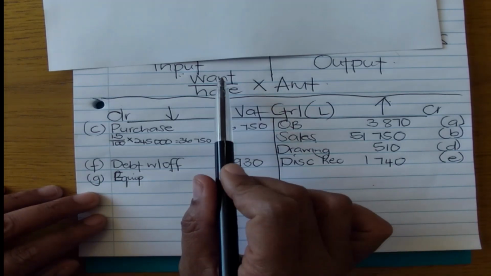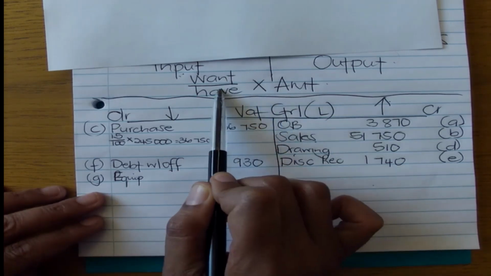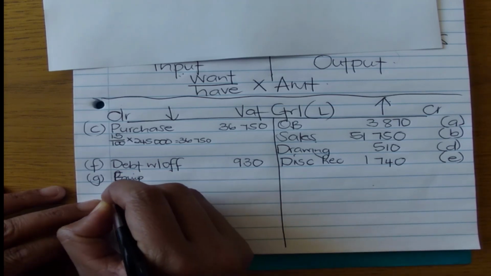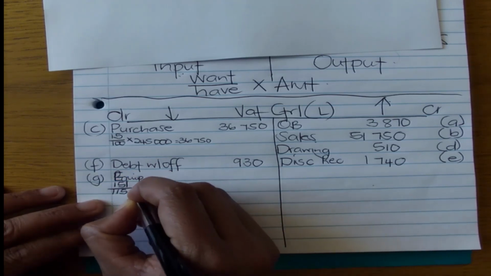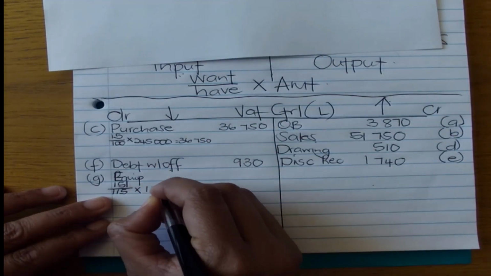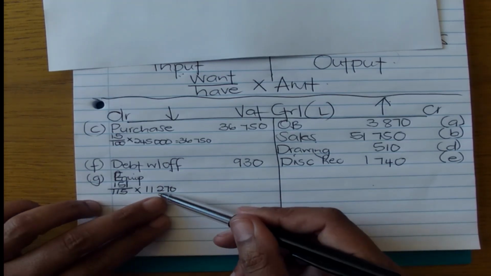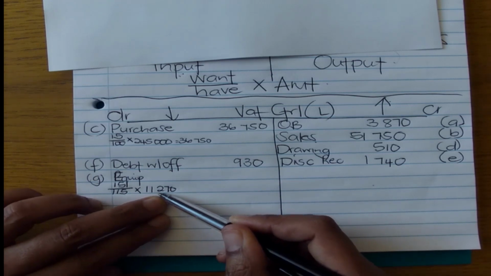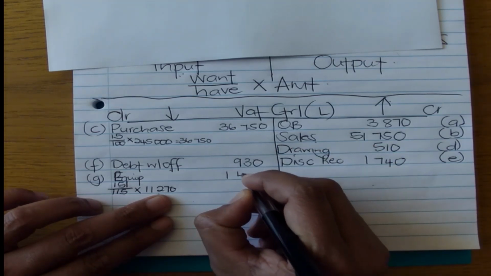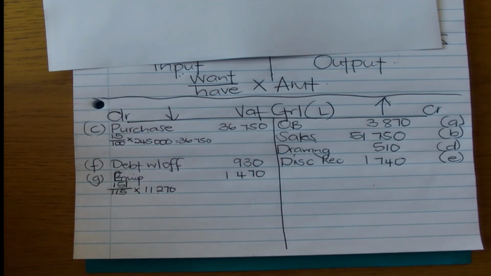Now I need to do my calculation. What's my calculation? What I want over what I have. You have the inclusive amount. What is it that I want? I want 15%. What is it that I have? I have 115%, and the amount that they give me represents what I have. So this is 11,270, and then you say 15 divided by 115 times 11,270 will give you an amount of 1,470.